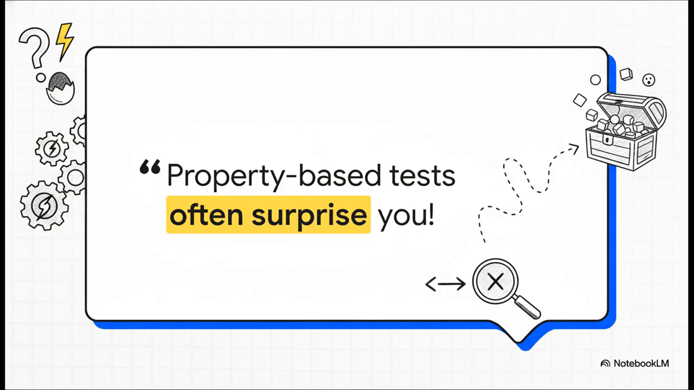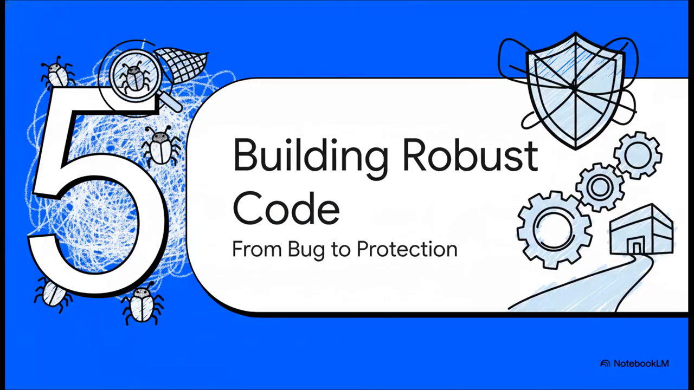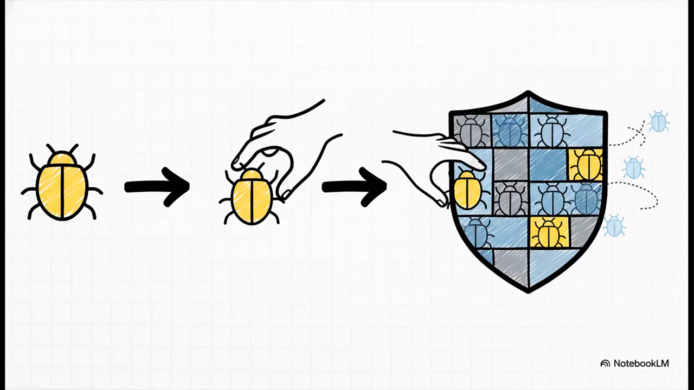And this just hits the nail on the head. The most valuable tests are never the ones that just confirm what you already know. They're the ones that surprise you, the ones that uncover a flaw you never even thought to look for. Finding these bugs is fantastic, but the story doesn't end there. The real goal is to use these discoveries to build code that's more robust and more resilient for the long run. See, once Hypothesis finds a bug, you have this golden opportunity.